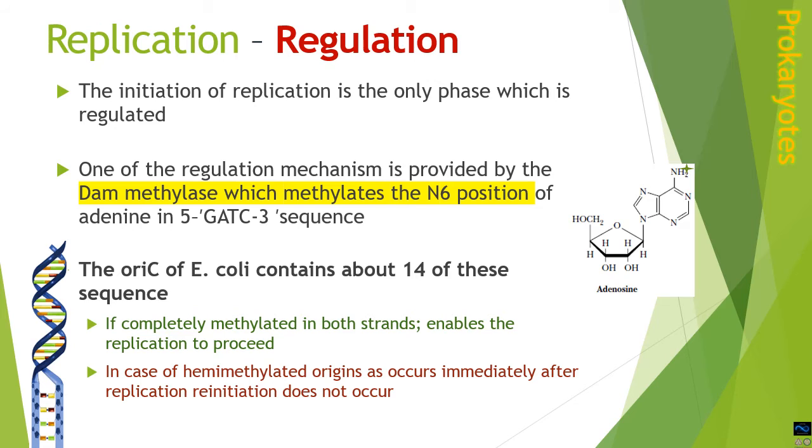If, however, there is a hemimethylation of the origins, that is, some or many of the adenosines in the GATC sequence are not methylated, or only one strand is methylated and the other is not, this is called hemimethylated origins. For these kinds of DNAs, the replication cannot take place.